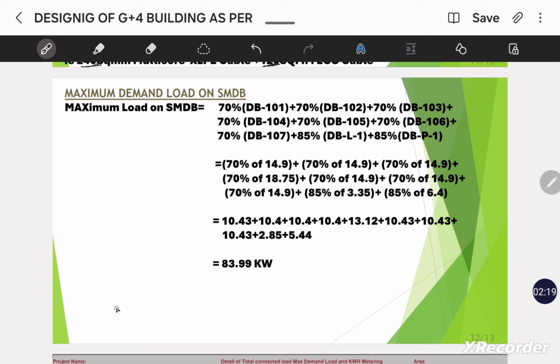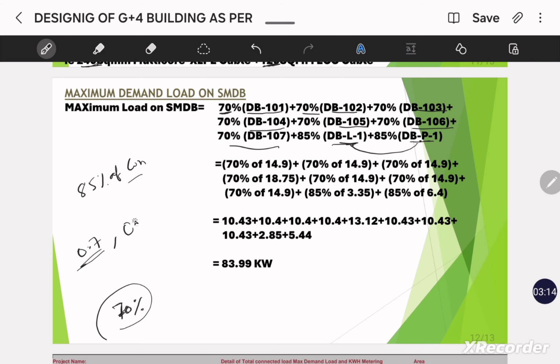I consider that for the flat DB, a maximum of 70% load will run at a time. So the demand factor for this flat DB is 0.7, or we can say 70%. So I took the demand factor as 70% or 0.7, whichever you prefer, for DB101, DB102, DB103, DB104, DB105, DB106 and DB107. For DBL1 and DBP1, which are feeding the common area, I consider the maximum load to be 85% of the connected load. So here I took the demand factor as 0.85.